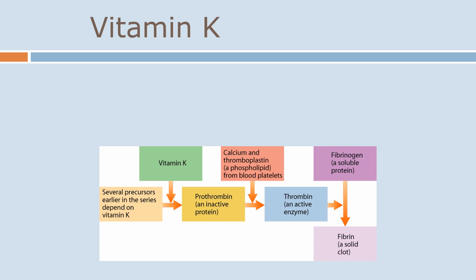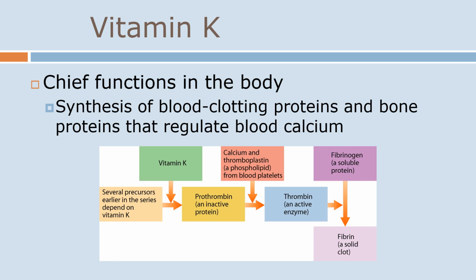This is a very good representation of vitamin K, where it is required for the synthesis of prothrombin, which is then converted into thrombin and finally into fibrin. This illustration is from some book, duly acknowledged. It is required for the synthesis of blood clotting proteins and bone proteins that regulate blood calcium. These are the chief functions of vitamin K.